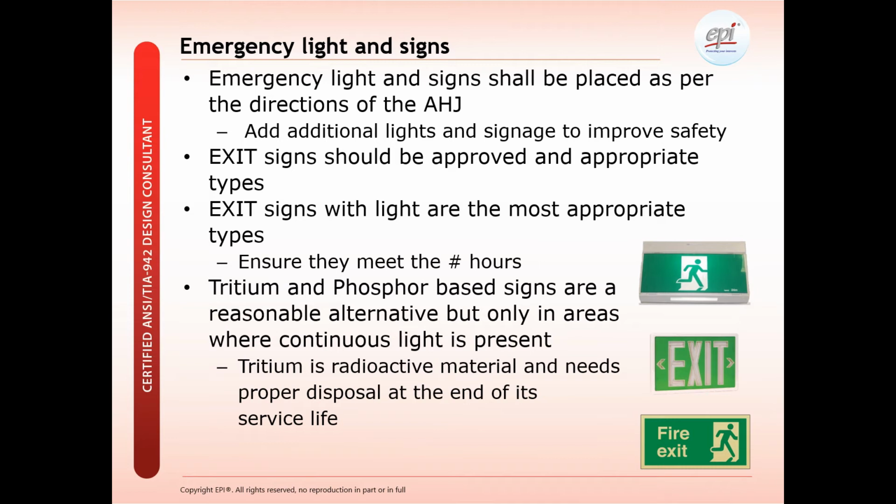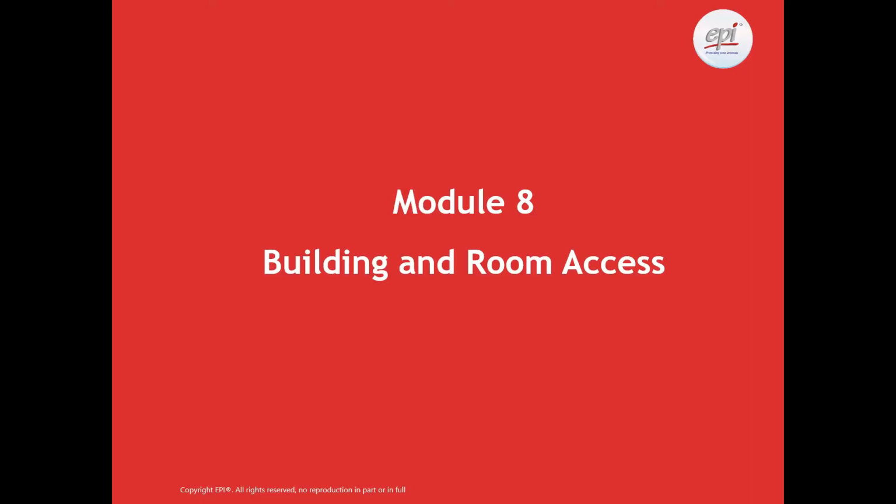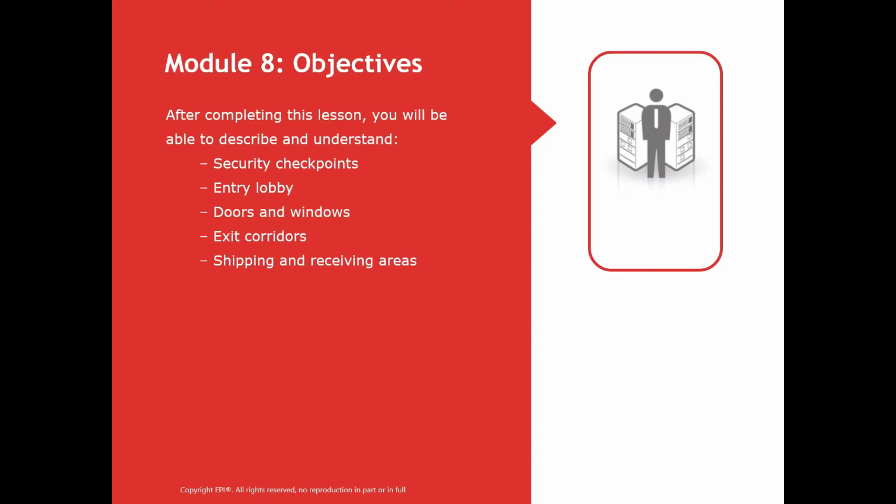Data centers obviously are not office environments, so we need to do additional enhancements to make the data center safe. Under Module 8, we will look at the building and room access requirements according to TIA. The objectives of Module 8, we will look at whether security checkpoints are required for the different rating levels and how to apply them. We'll look at entry lobby area, which is the area where we enter the building.